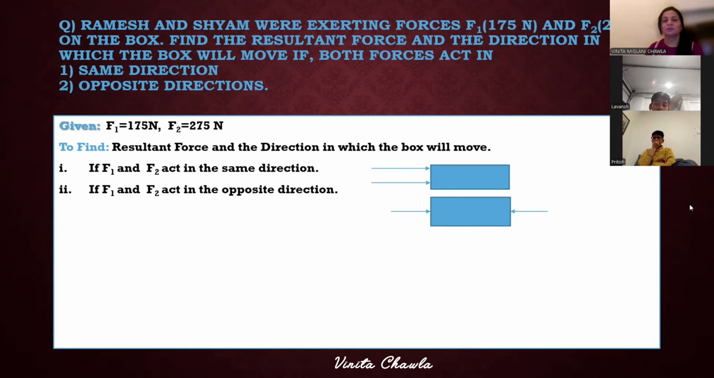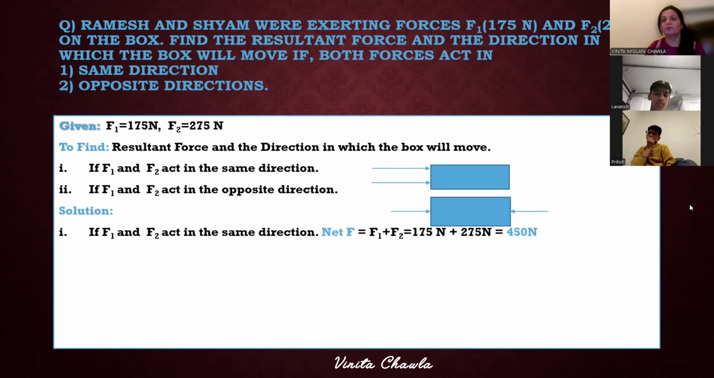So the first case is forces acting in the same direction. Can you find this? What will we do in the first case? In the same direction, 275 plus 175. Yes, we are going to add the forces to get the net force. It is 450 Newton in the first case. And what is the direction of motion?